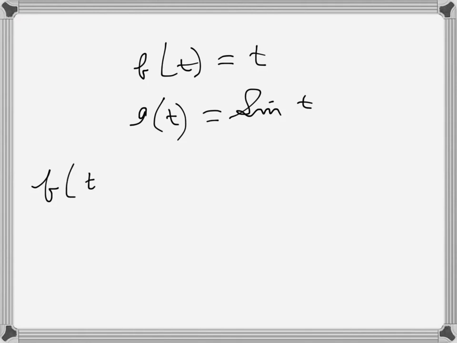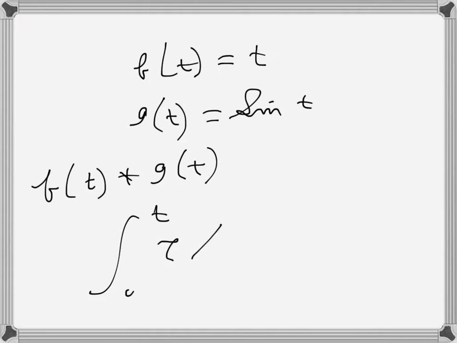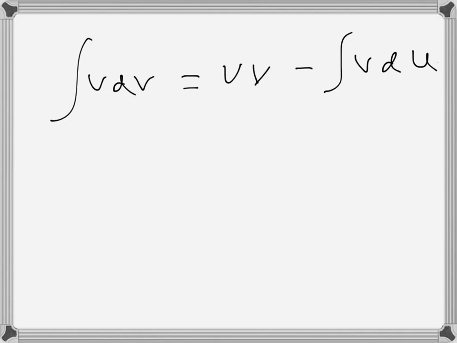So that will be the integral from 0 to t of f(tau), which is just tau, and then g(t minus tau), which is sine of t minus tau, d tau. Now this is a product of two functions, so we have to use integration by parts. If we recall, that is the integral of u dv equals uv minus the integral of v du.